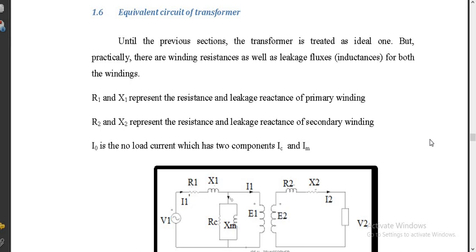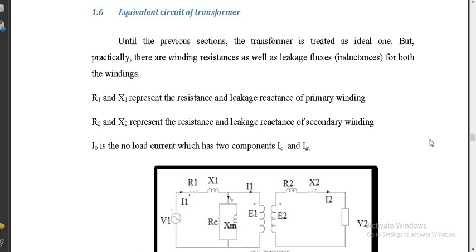Okay, and when you see on the secondary side, it is R2 and X2. So R2 signifies secondary winding resistance, and X2 specifies the secondary winding leakage reactance. But one more equation I'll have to satisfy is that I1, that means primary current, is equal to the secondary reflected current plus I0, isn't it?